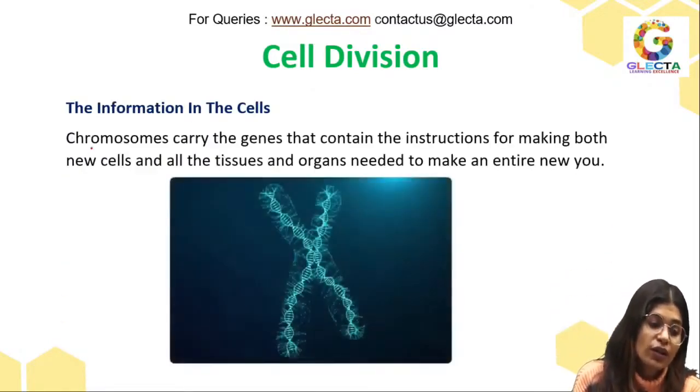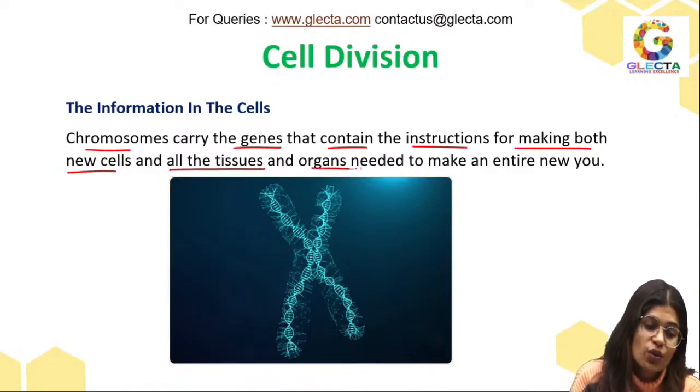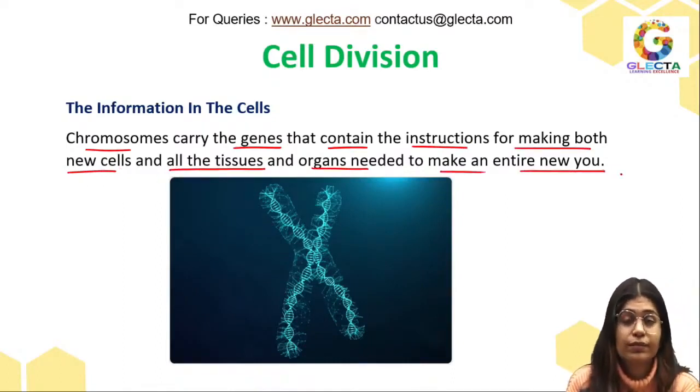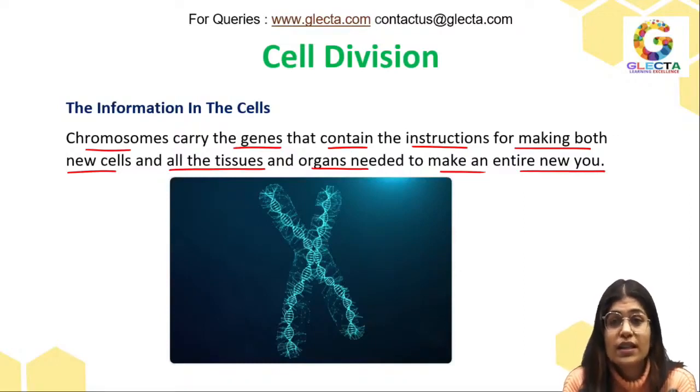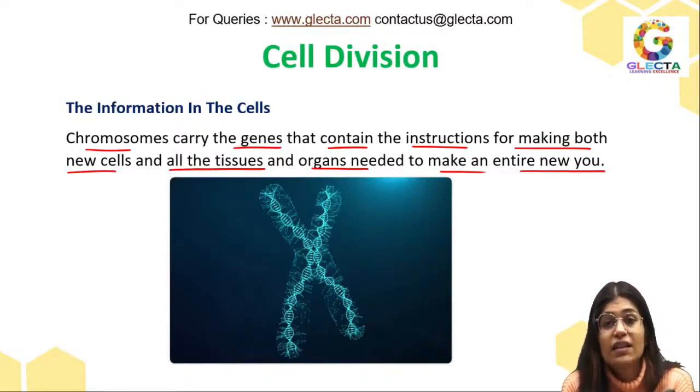Now coming to chromosomes: they carry the genes that contain the instructions for making both new cells and all the tissues and organs needed to make an entire you. Which means that if we give our body enough time, it would be able to replace each and every cell. And that's true. Within 7 to 8 years, our body is renewed. Every single cell in the body, by the time it's past 7-8 years, would be new. Your nails would be growing by the 7-8 years.